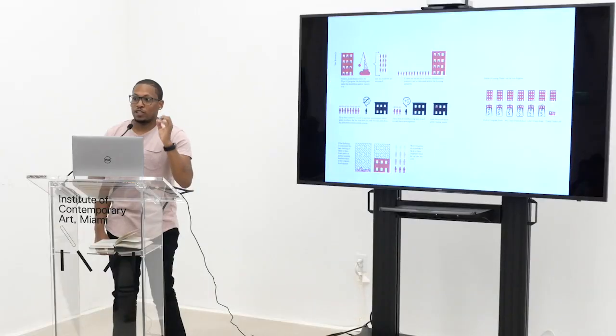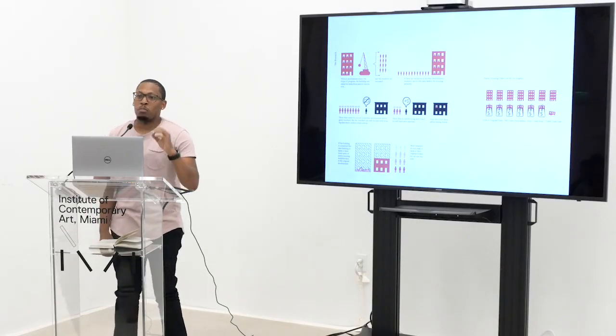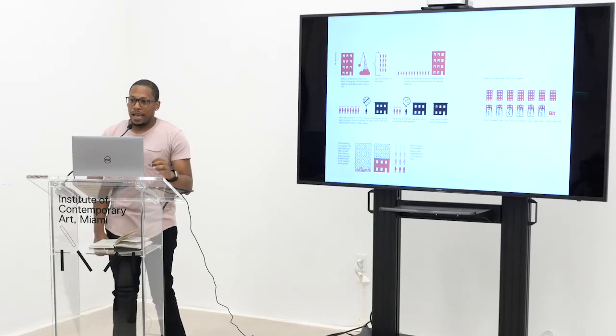Displacement is a real issue. This has nothing to do with gentrification, right? That's a totally different boogeyman. This is purely based off of housing policies that we've allowed to be enacted.